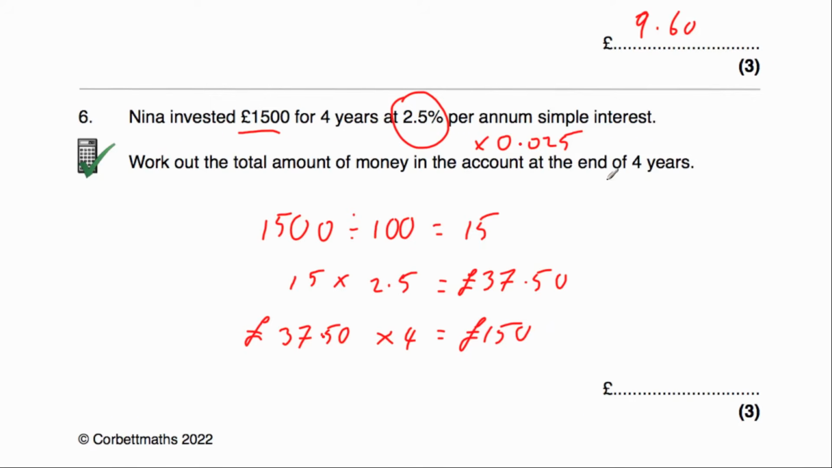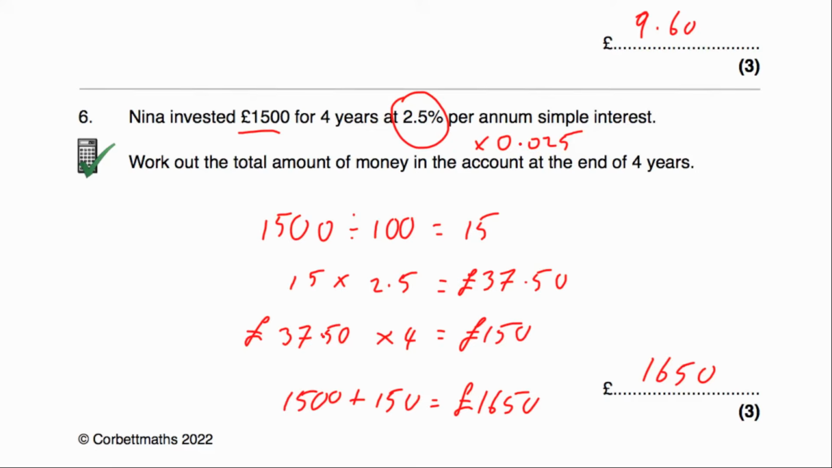So that means that Nina earns £150 in interest, but the question says to work out the total amount of money in the bank account at the end of the 4 years. So she invested 1,500, so 1,500 plus the interest of £150 would be equal to 1,650. So that means that Nina would have £1,650 in the account at the end of the 4 years.